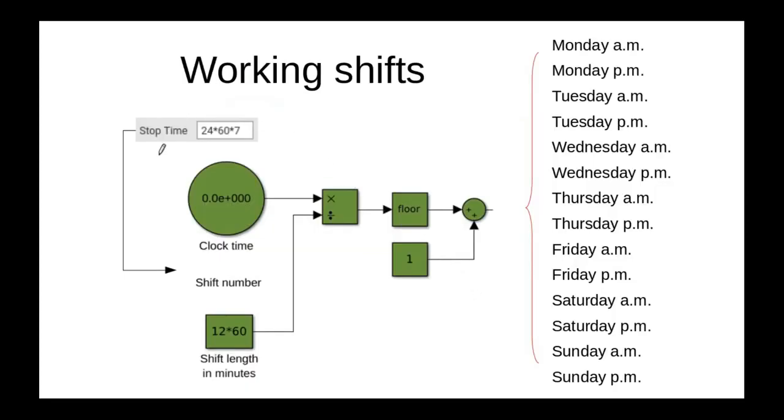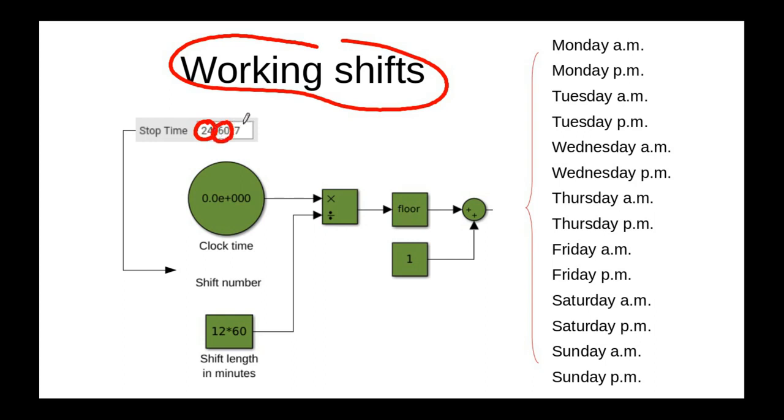In order to manage the arrivals of patients and to tell how many human resources there are in every shift, we must deal with the working shifts. As you can see here, the simulation will last 24 hours, 60 minutes per hour, and 7 days. That product will result in the total length of the simulation time.